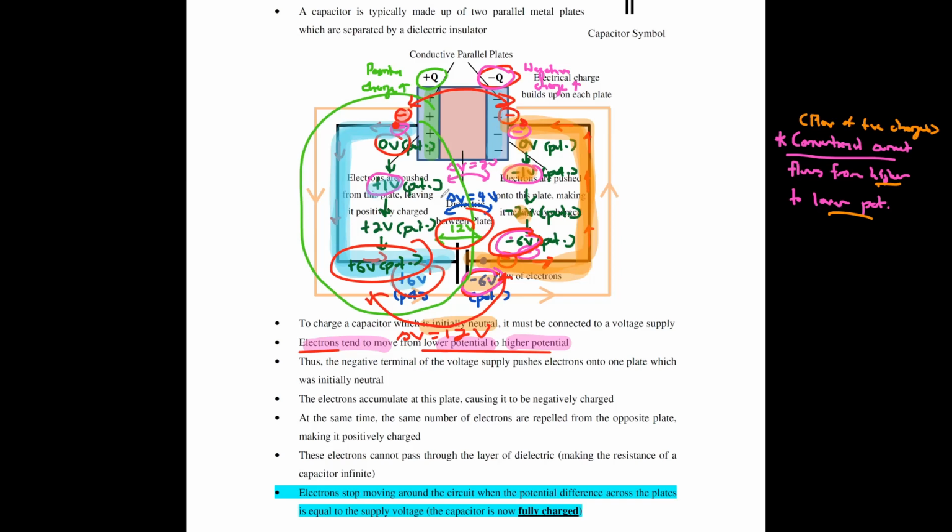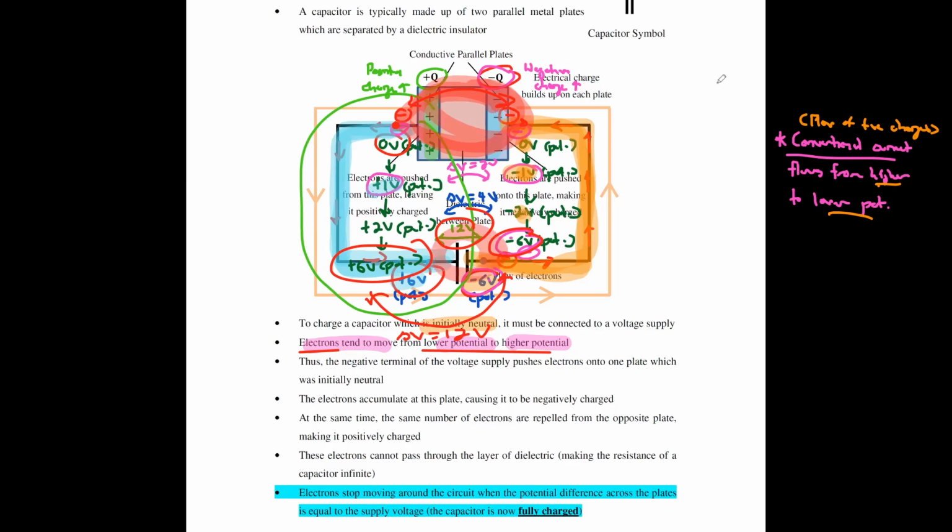Okay, so at this point here, this is where you will say that your capacitor is fully charged. All right, so whenever you want to charge your capacitor, it will keep pushing electrons to one plate and repel electrons off the other plate, causing the PD across it to increase. But this only continues until your PD across your plate is equal to the PD of your supply voltage.